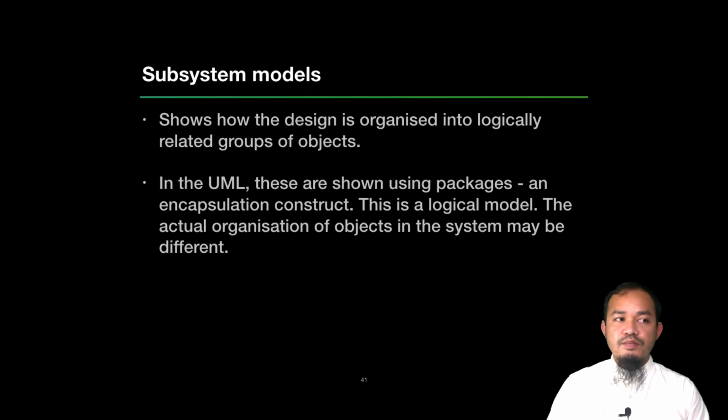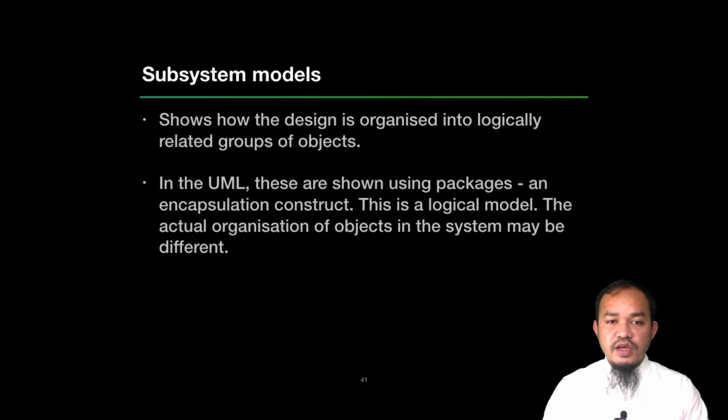Subsystem model, okay. One system can be composed, organized into related groups of objects. This is what we call a subsystem, okay. Subsystem means that one system is composed, organized by many groups together to become a system. So that small part of the system we call a subsystem, okay.